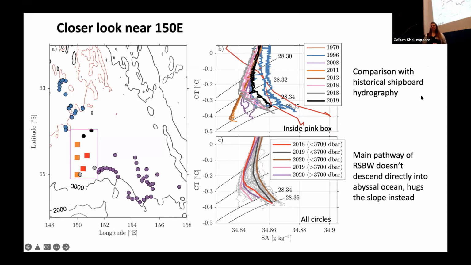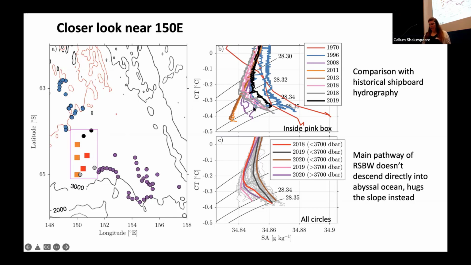And so this is looking now quite zoomed in near 150. On the left is a map. The red line is the 3,700 meter isobath. The pink square is where a lot of the repeat hydrography that goes into these temperature and salinity plots that you'll see all over the place often comes from, these three stations, and then these two red ones from 1970.